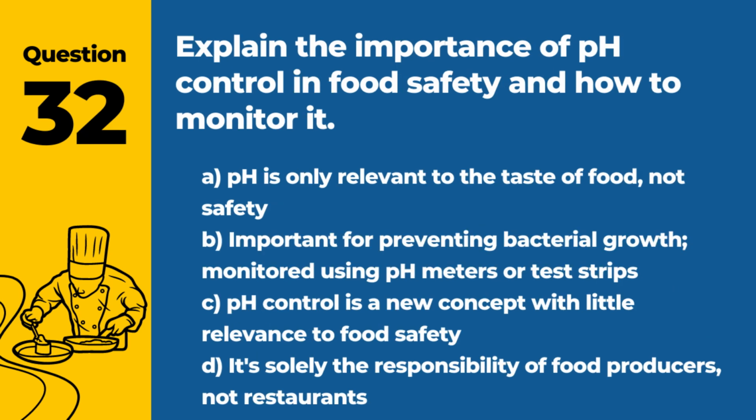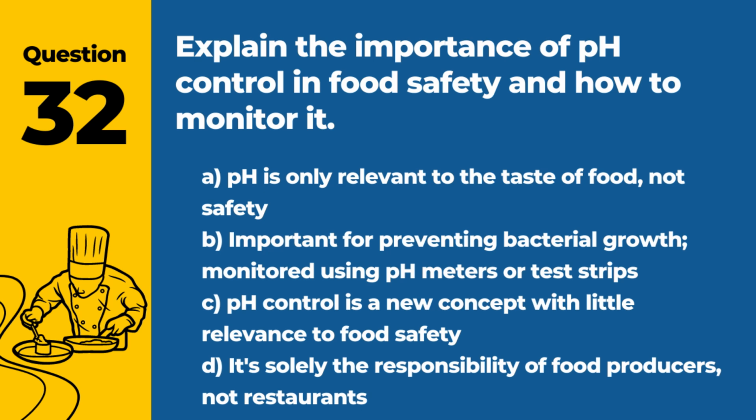Question 32. Explain the importance of pH control in food safety and how to monitor it. A. pH is only relevant to the taste of food, not safety. B. Important for preventing bacterial growth, monitored using pH meters or test strips. C. Control is a new concept with little relevance to food safety. D. It's solely the responsibility of food producers, not restaurants.